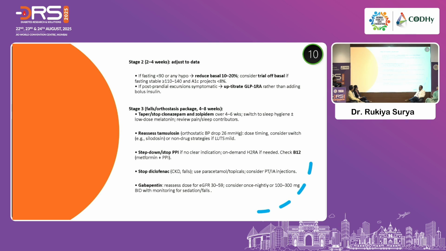Taper and stop clonazepam and zolpidem over 4 to 6 weeks. It has to be slow. Maybe we can add a low dose of melatonin. Reassess the addition of tamsulosin. We can give silodosin, rightly mentioned by one of our speakers, and step down or stop the PPI if unnecessary. We can stop diclofenac because the eGFR is low, creatinine is 1.6. Gabapentin 300 milligram thrice daily has to be reassessed, and maybe we can consider a once nightly formulation of 100 to 300. And monitor for sedation or falls.